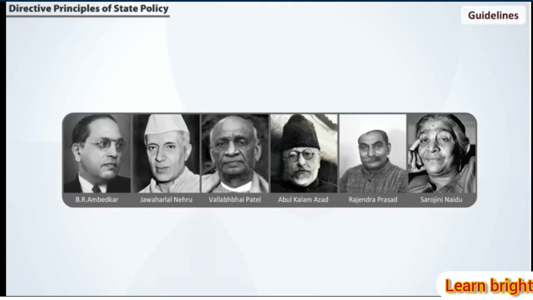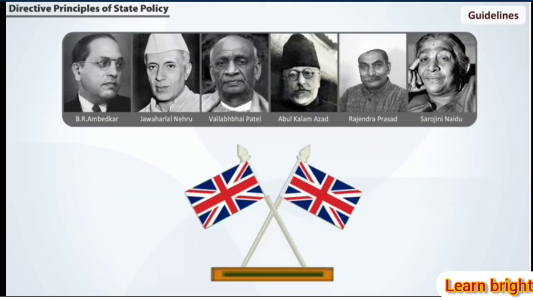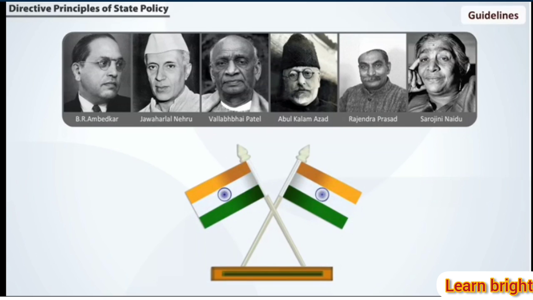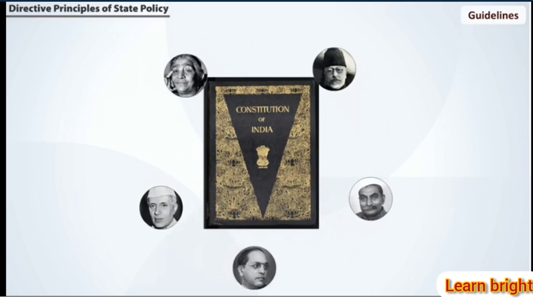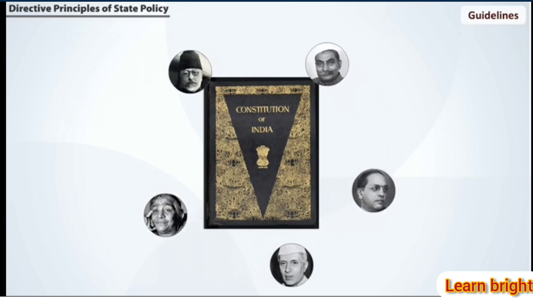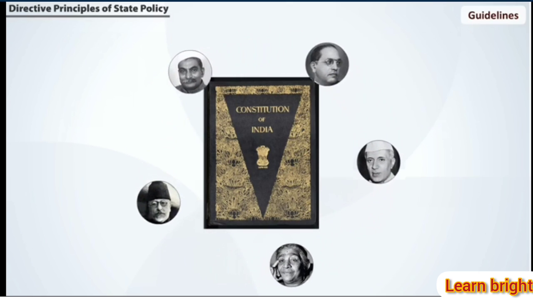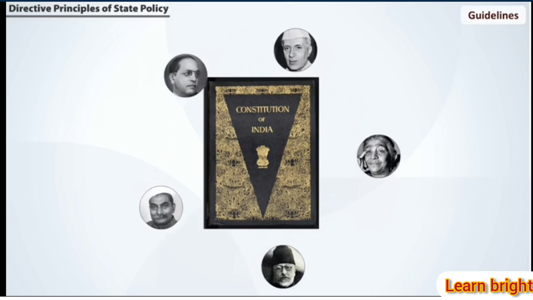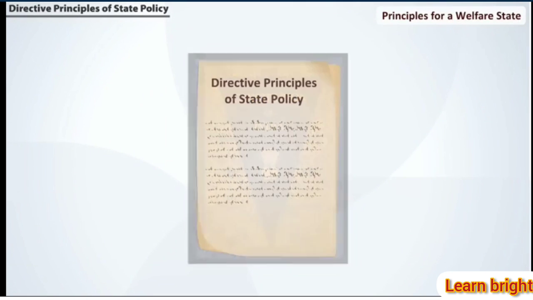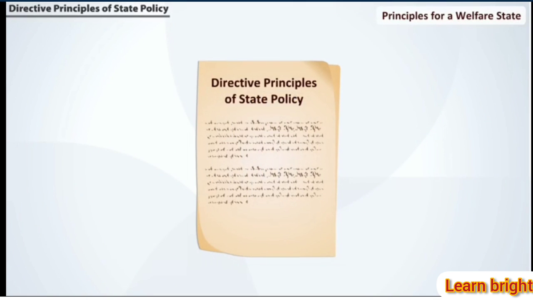In 1949, the framers of our Constitution could not fulfill the dream of a welfare state. This happened because India had only recently been freed from 200 years of foreign rule. In order to fulfill this dream, they laid down certain guidelines in the Constitution for all future governments to follow. These guidelines are known as the Directive Principles of State Policy.